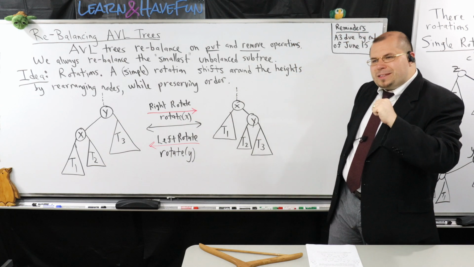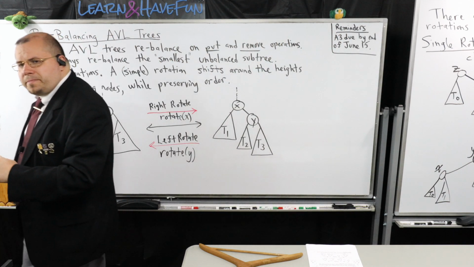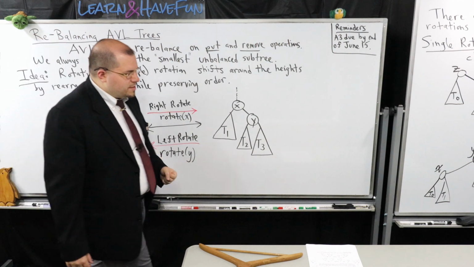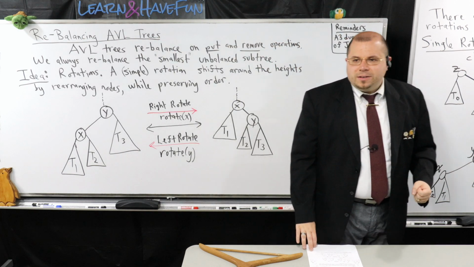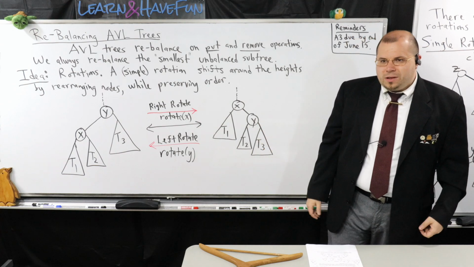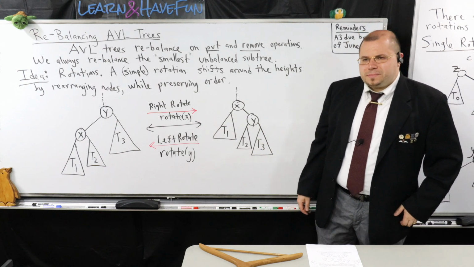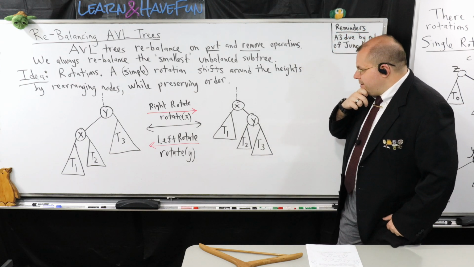Can somebody remind me what the height balance property is? What's the height balance property? Remember, that's the one that dictates that it's an AVL tree, right? So what is it? It's going to play a very important role in today's lecture.